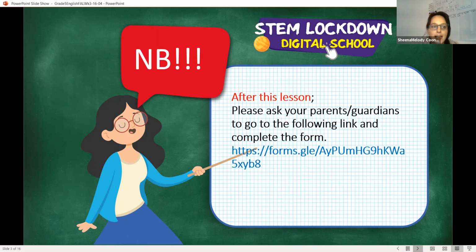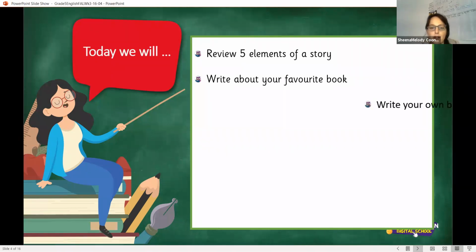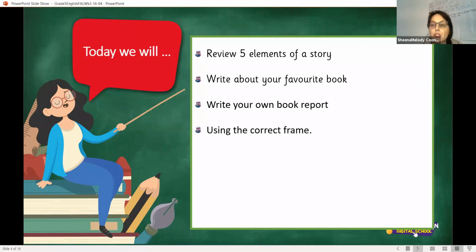Okay, now, today we will review the 5 elements of a story. We did that last week and this week: different parts of the story, the setting, the plot, the characters. I think you're up to par with that, which is awesome. Write about your favorite book. That's what we're going to do. We're almost ready because we talked about that a lot. Write your own book report or book review using the correct frame. I'm going to show you how to do that today.